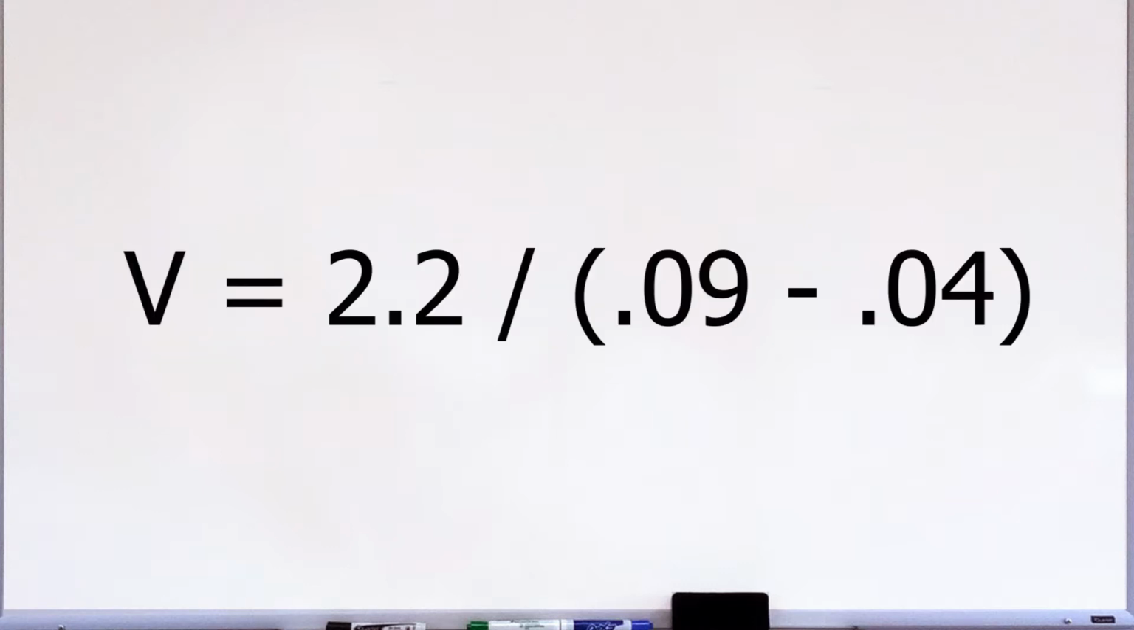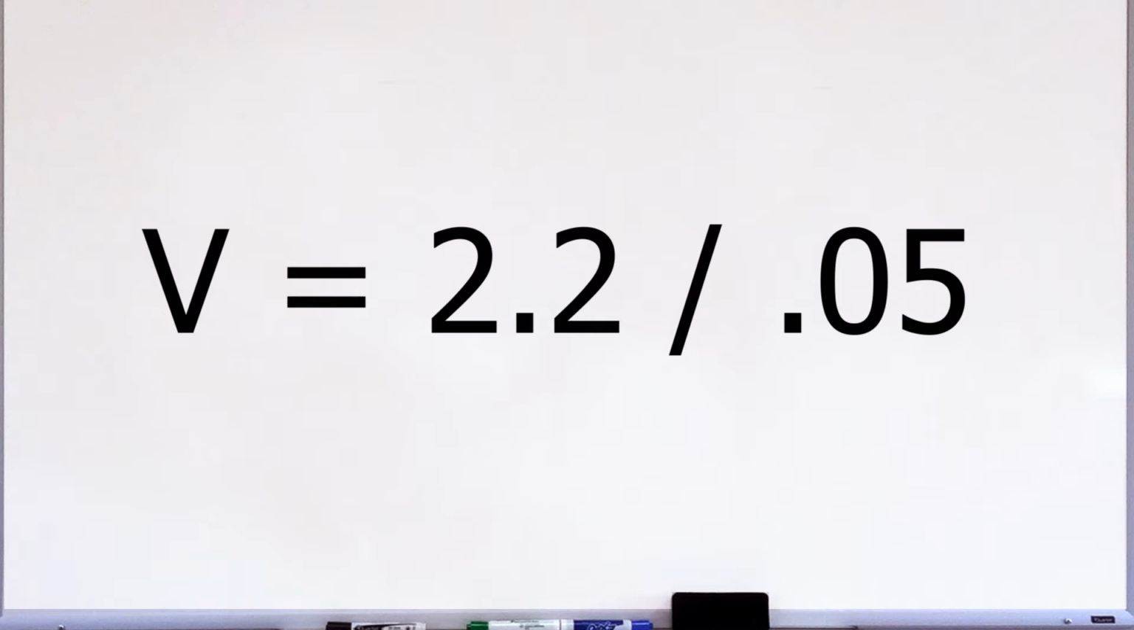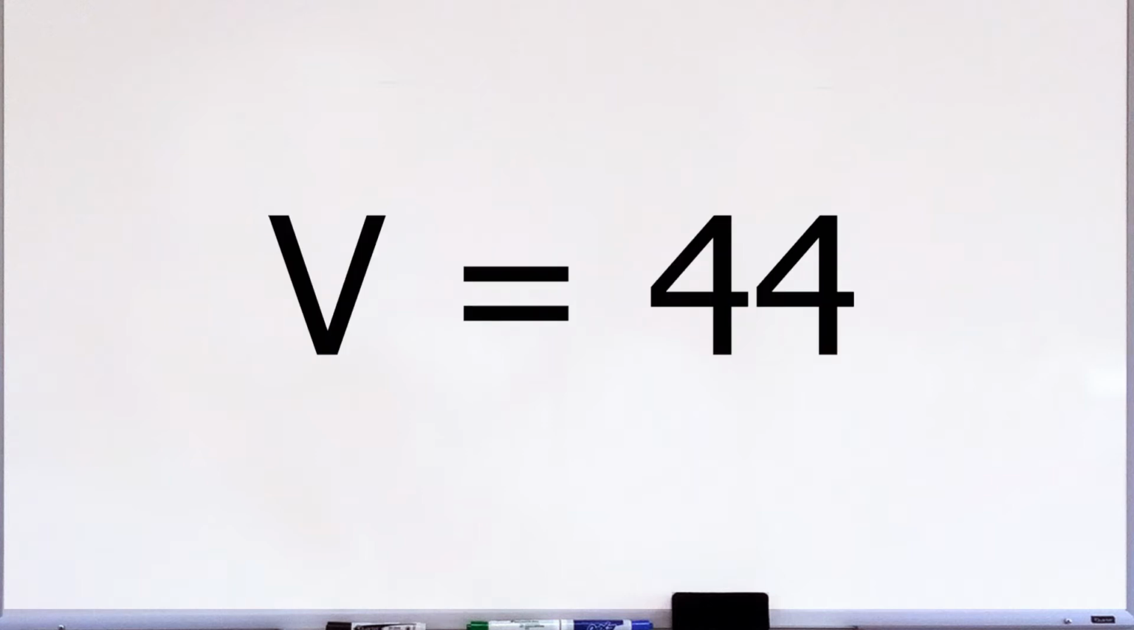So the way this will look in the equation is V, which is our intrinsic value, right, is equal to 2.2 divided by 0.09 minus 0.04. Now remember, you have to do the 0.09 minus 0.04 first, since that is in parentheses, right? Which gives us V equal to 2.2 divided by 0.05, which eventually you divide that, and we have V, the intrinsic value, is equal to $44.